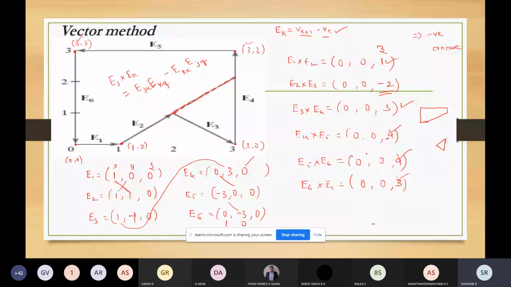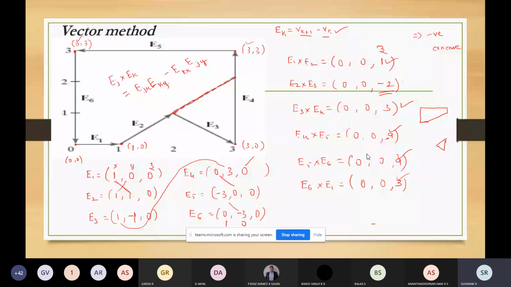Any doubt in this method? Any doubt here? Yes or no? See whether this problem is understood. All these things will help you in tracing the problem. Is this method clear? Vector method? Yes or no? Yes, sir.